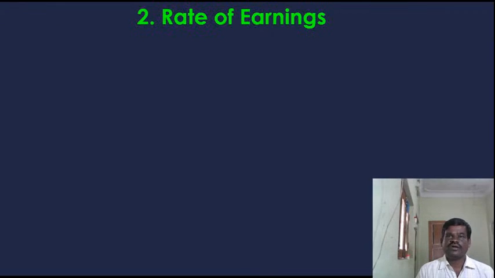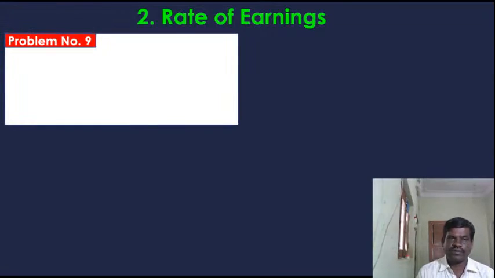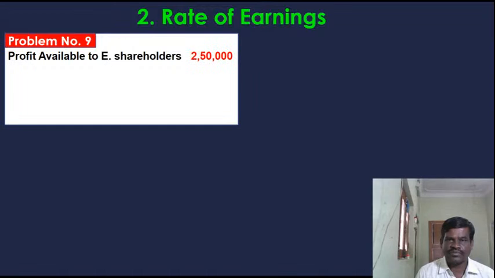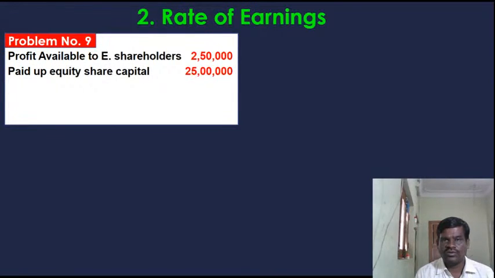Next, the second basis: calculate the value of a share on the basis of the rate of earnings. Now we see the problem, problem number 9. The profit available to equity shareholders is rupees 2,50,000. The paid up equity share capital is rupees 25 lakh.